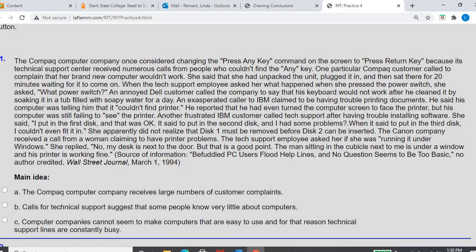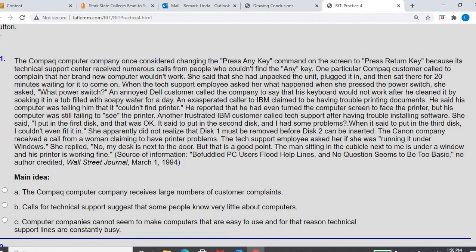An exasperated caller to IBM claimed to be having trouble printing documents. He said his computer was telling him it couldn't find printer. He reported that he had even turned the computer screen to face the printer, but his computer was still failing to see the printer. Another frustrated IBM customer called tech support after having trouble installing software. She said, 'I put in the first disk and that was okay. It said to put in the second disk and I had some problems. When it said to put in the third disk, I couldn't even fit it in.' She apparently did not realize that disk 1 must be removed before disk 2 can be inserted.